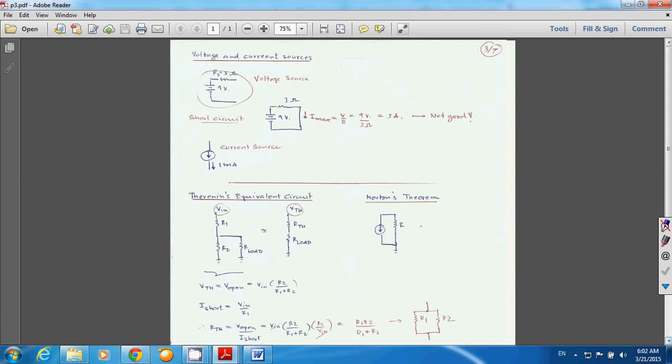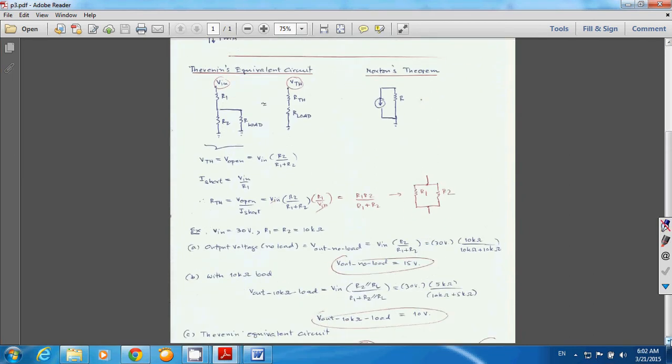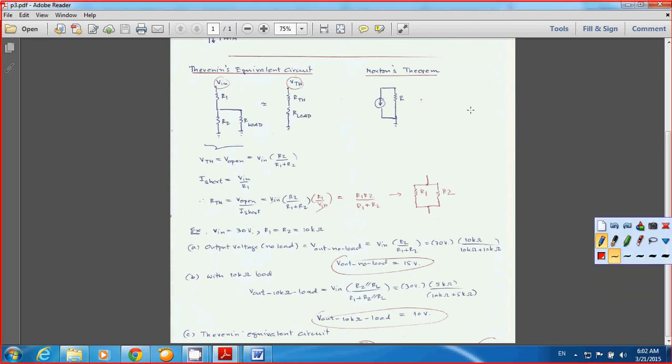Next, let's talk about our Thevenin equivalent circuit that we often use in electronic circuits. The idea is that you have an actual circuit like this one, with the source voltage Vin and R1 in series with R2, and you want to connect a load. This is similar to the voltage source, just like a black box, as I mentioned before.